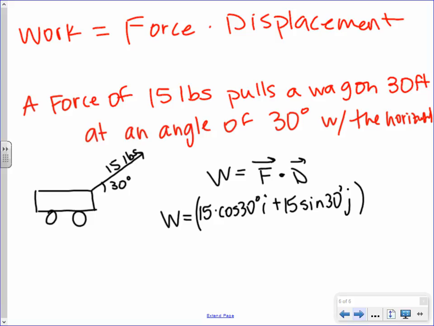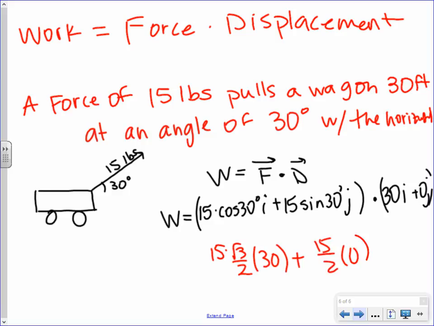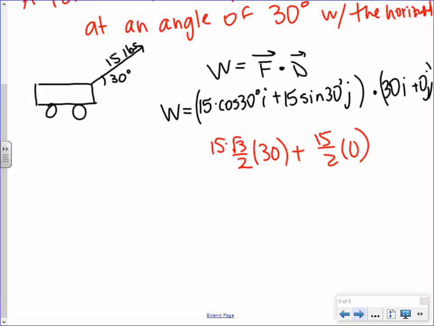And we're going to take the dot product with our displacement vector. What is our displacement vector, Tyler? 30, 0. Okay, so 30 I plus 0 J. And here we have a dot product. So essentially we have 15 radical 3 over 2 times 30 plus 15 over 2 times 0. So we have 225 radical 3 foot-pounds of work.